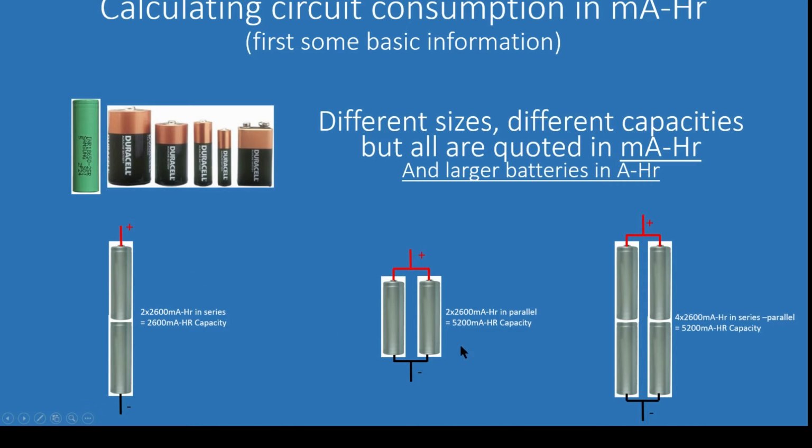Put the batteries in parallel and you double the capacity, the voltage remains the same, so that'll be 3.8 volts terminal voltage with a capacity of twice the single battery. And then if you put batteries in series parallel, you can get twice the voltage with the 5200 milliampere hour in this example. So that's, in very quick terms, how battery capacity works out.